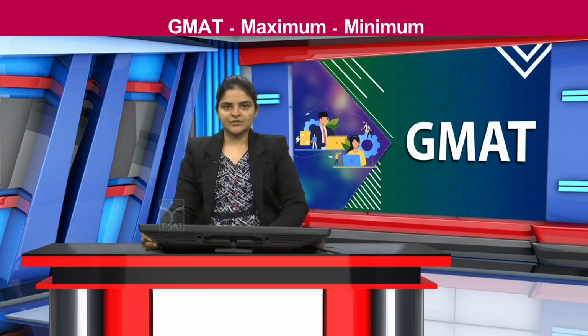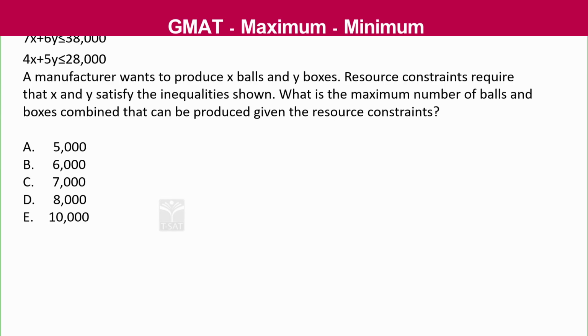Let's look at the next question now. 7x plus 6y is less than or equal to 38,000. 4x plus 5y is less than or equal to 28,000. A manufacturer wants to produce x balls and y boxes. Resource constraints require that x and y satisfy the inequality shown. What is the maximum number of balls and boxes combined that can be produced given the resource constraints?